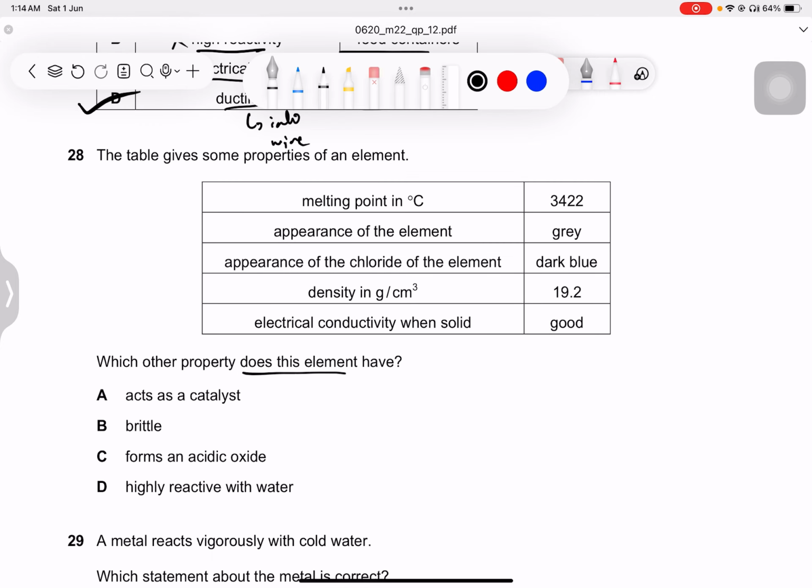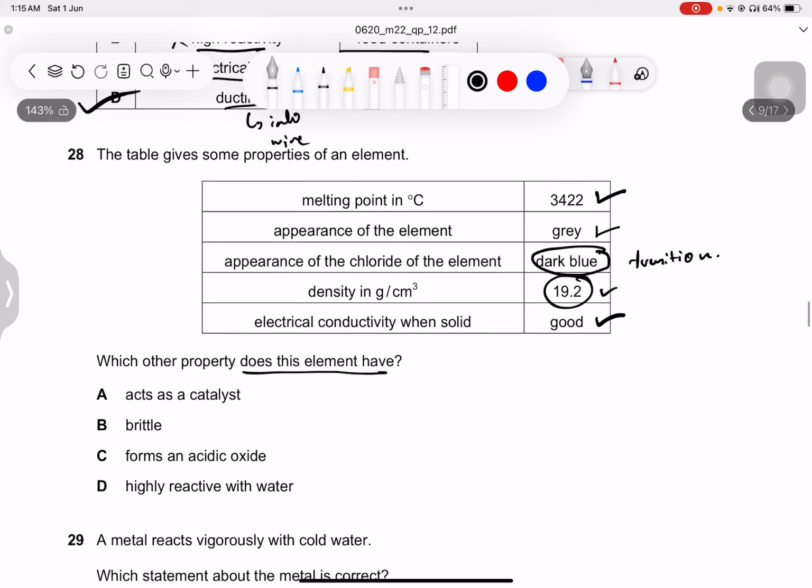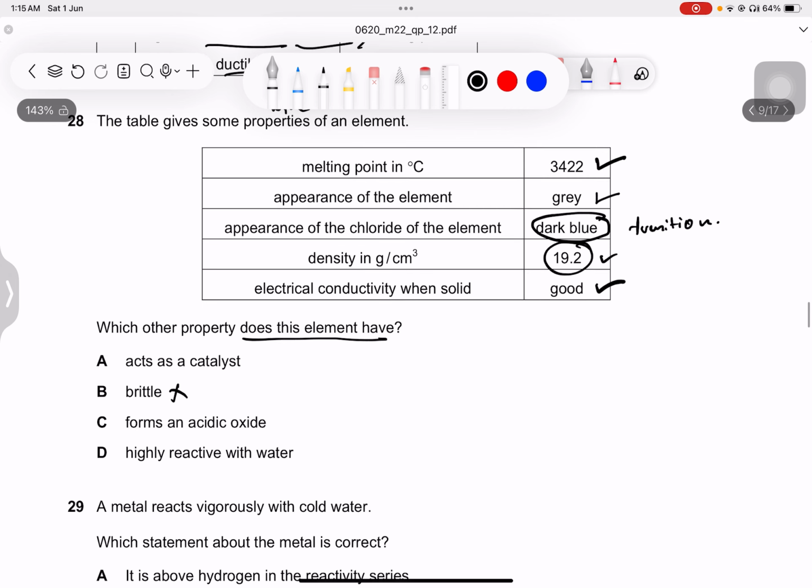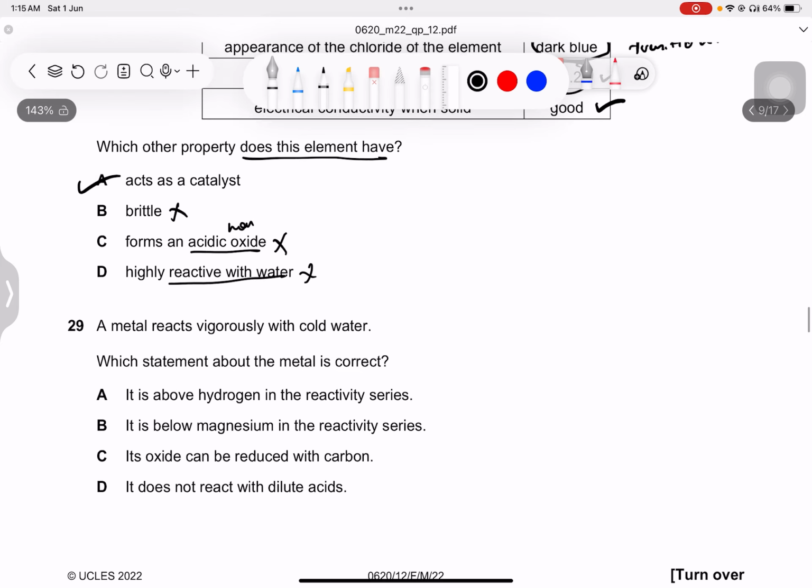Next, the table gives some properties of an element. Which other property does this element have? The property is a high melting point. It is gray, so it should be a metal. It has colored compounds, and colored compounds are made by transition elements. It conducts electricity, so it is a metal, and it has a high density, so it's a transition element. It is not brittle, and it does not form an acidic oxide. Acidic oxides are formed by non-metals. Highly reactive with water? It is not that reactive because it is not in group 1 or 2. Acts as a catalyst, this is true. This is a property of transition elements.